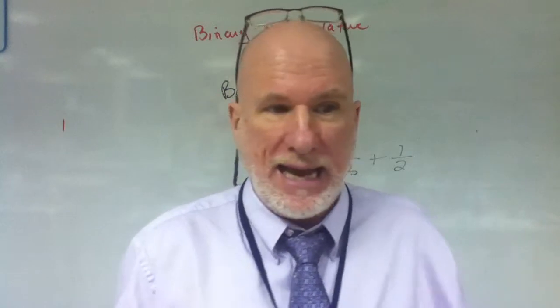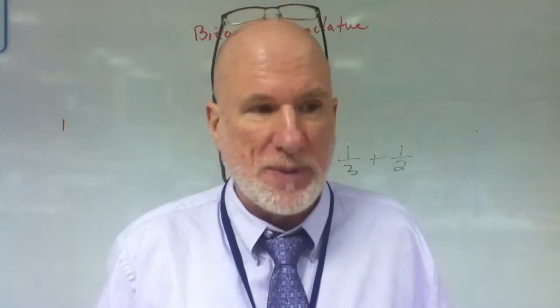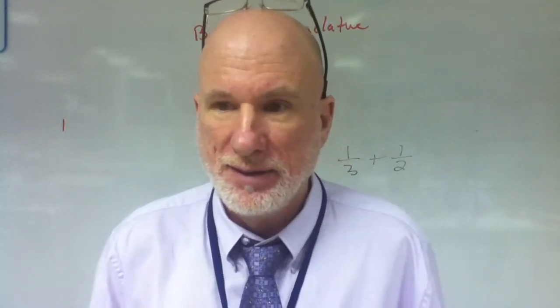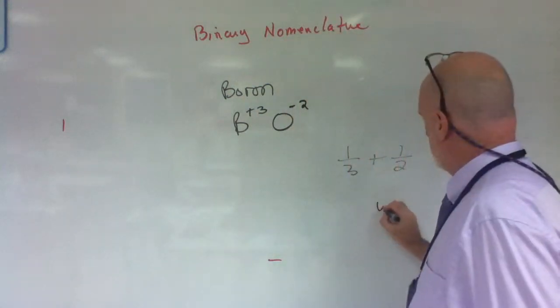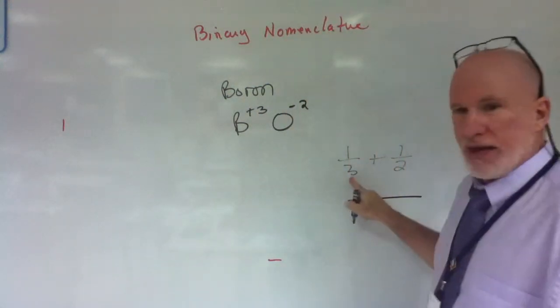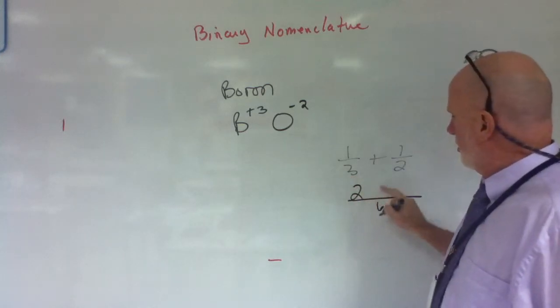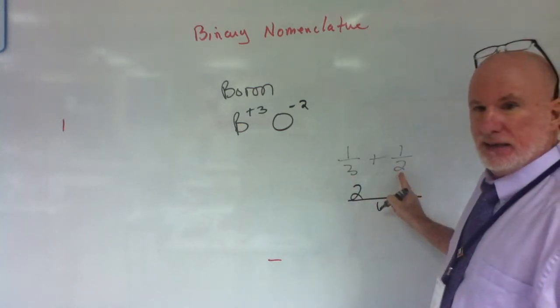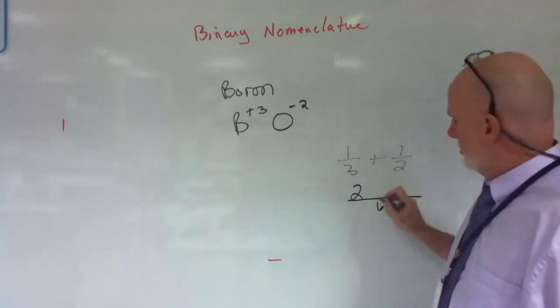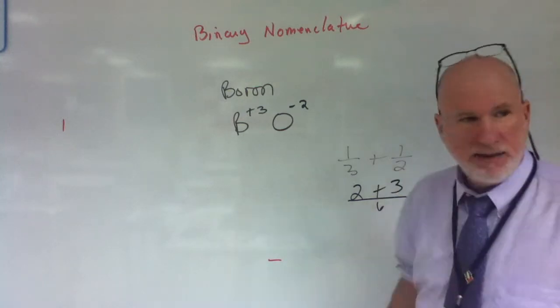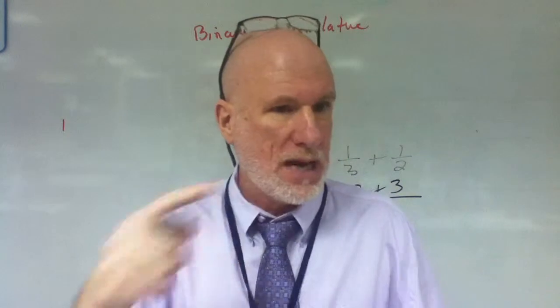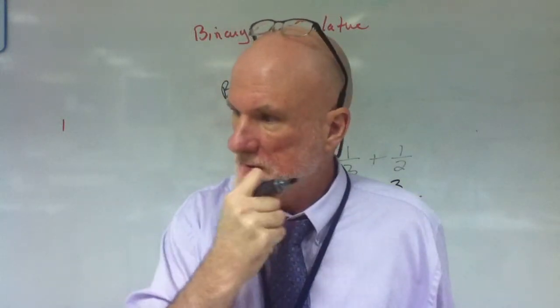If I'm going to add 1/3 and 1/2, what's my least common denominator? 6. What did I multiply 3 by to get 6? 2. What did I multiply 2 by to get 6? 3. You see that? You multiply one by the other. Okay, yes? All right, good.